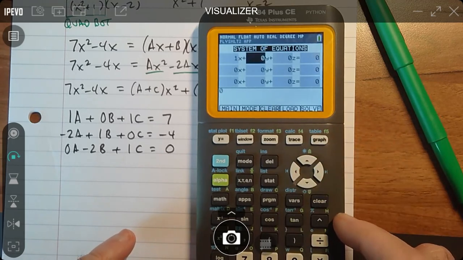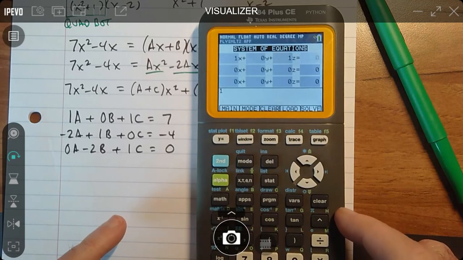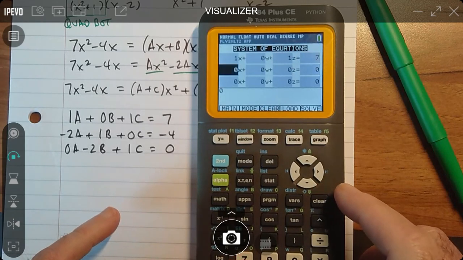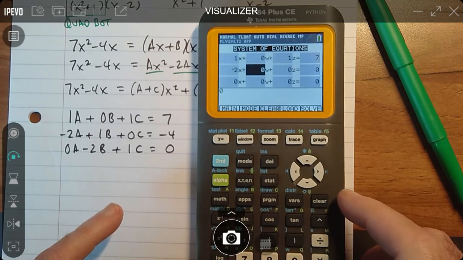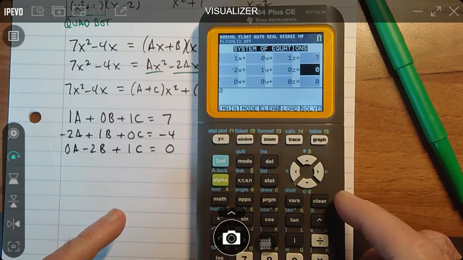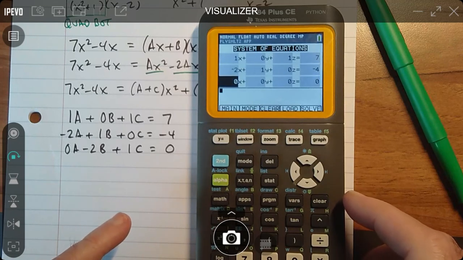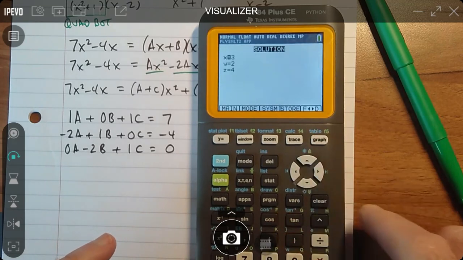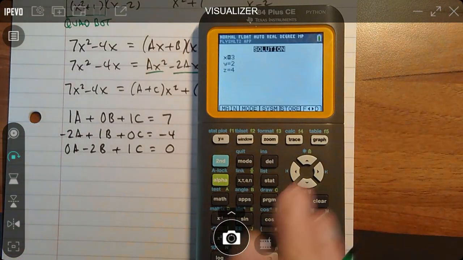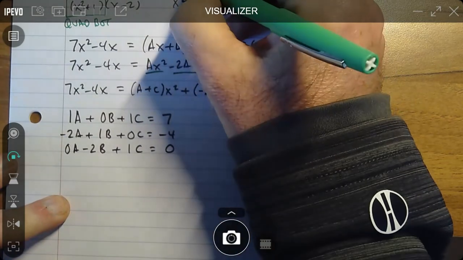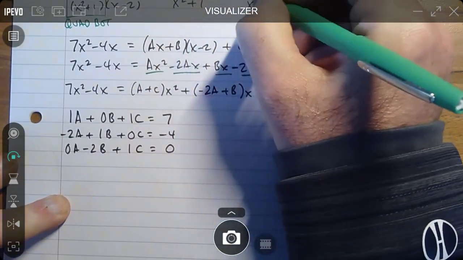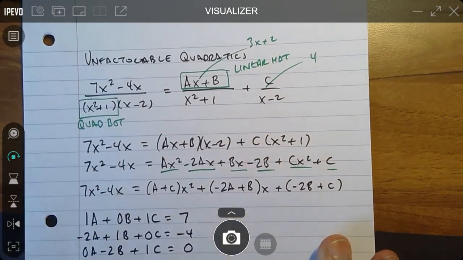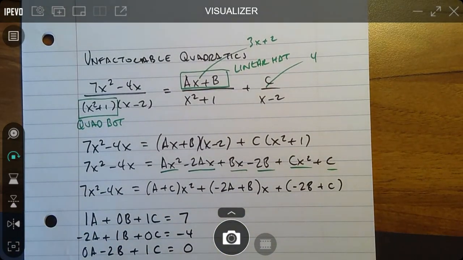1, 0, 1, 7, negative 2, 1, 0, negative 4, 0, opposite of 2, 1, 0, solve. There we go, 3, 2, 4. So it must have been 3x plus 2, and that's a 4. And then we have it split up. Okay. So quadratic bottoms get a linear hat is probably the more complicated one.